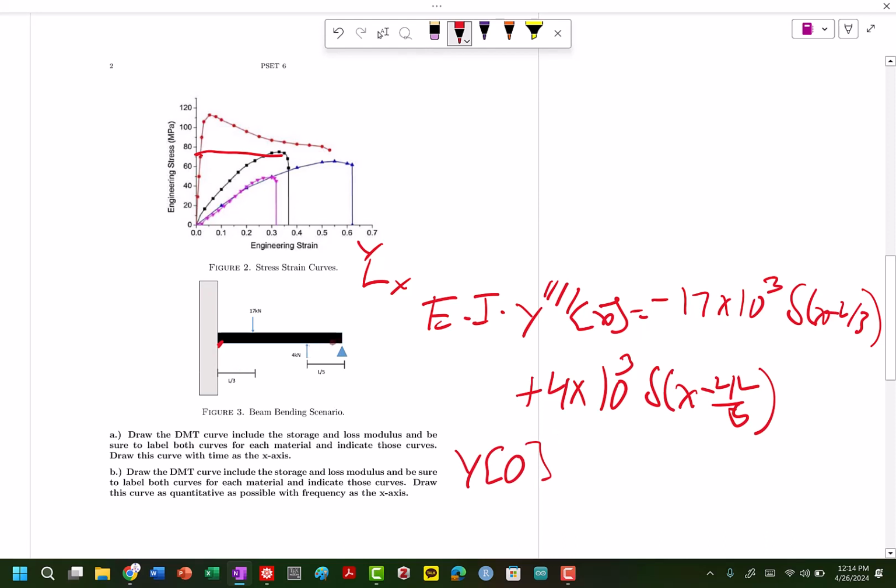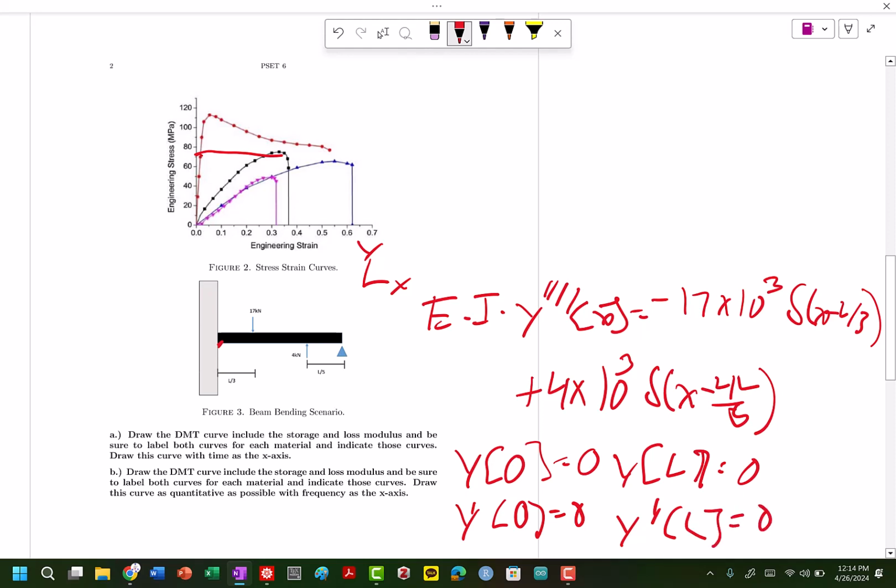This is kind of a funny problem, but we're just going to keep it the same. Y at 0 equals 0. Y at L also equals 0. Y prime at 0 equals 0. And then there is no restoring moment at that pin. So this is equal to 0.